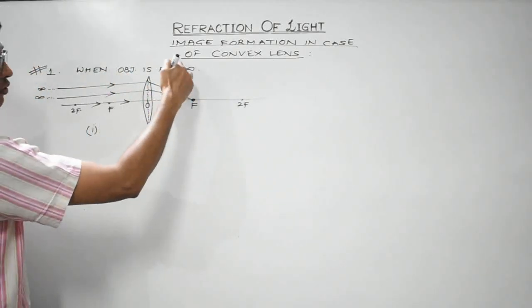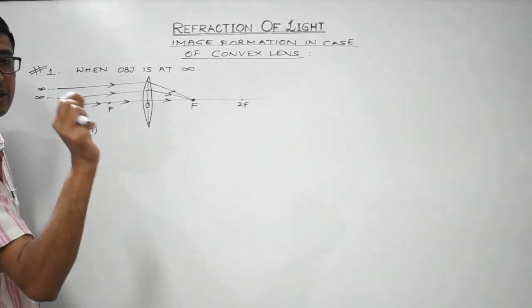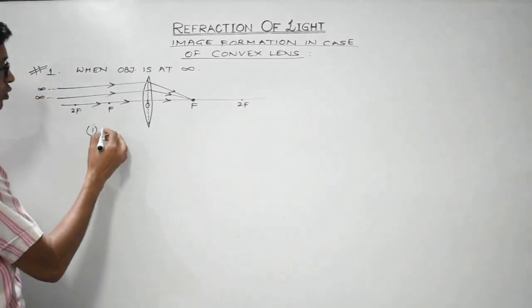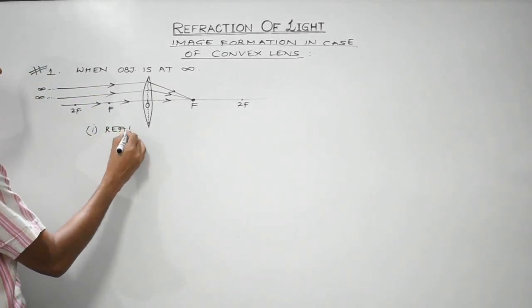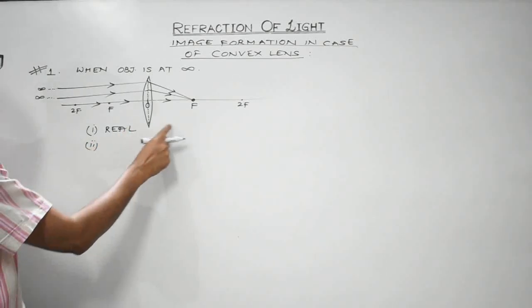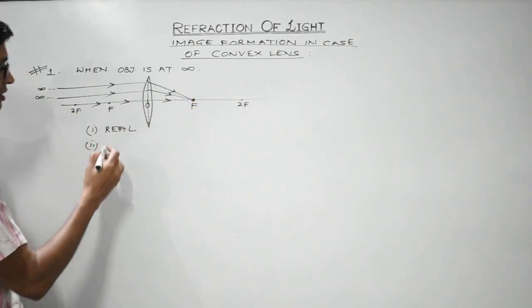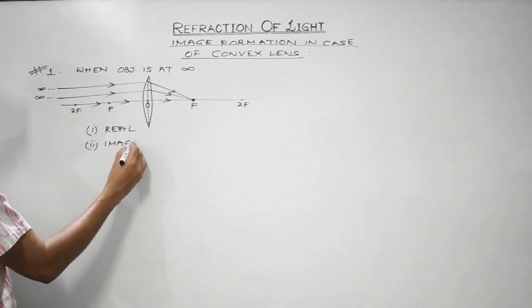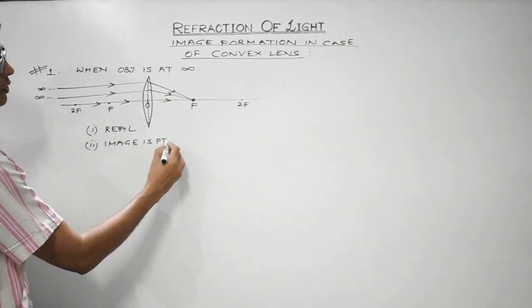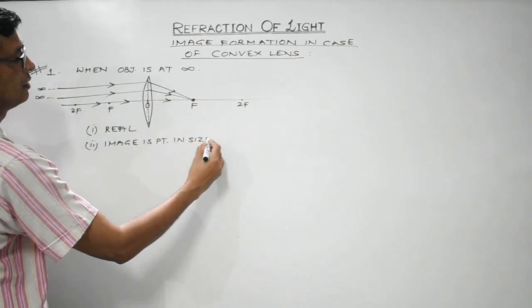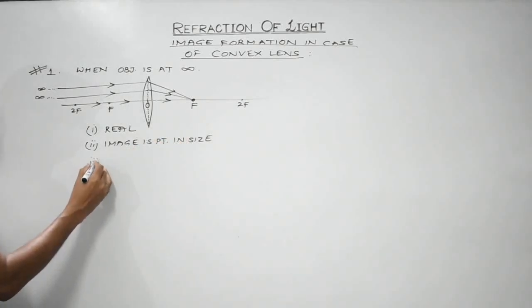First, the object lies on the left hand side, and the image is found on the right hand side at the focus. So it is real. If you place a screen over here, a point size image of the object will be obtained, right? So the image is real, inverted, and point in size.